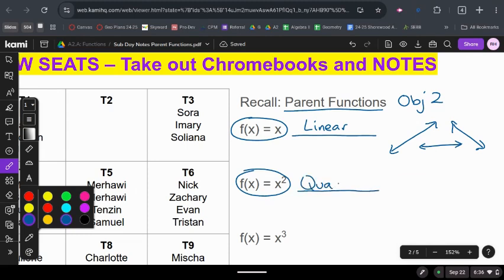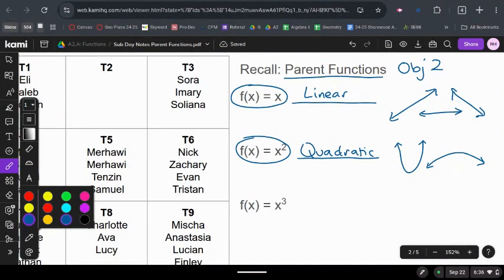The second form is f of x equals x squared, and that is going to be our quadratic function. And quadratic functions create a U-shaped curve that we call a parabola. They can be wide, they can be facing up, facing down, narrow, however.